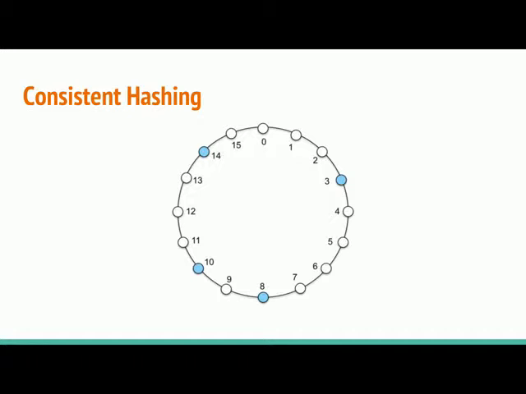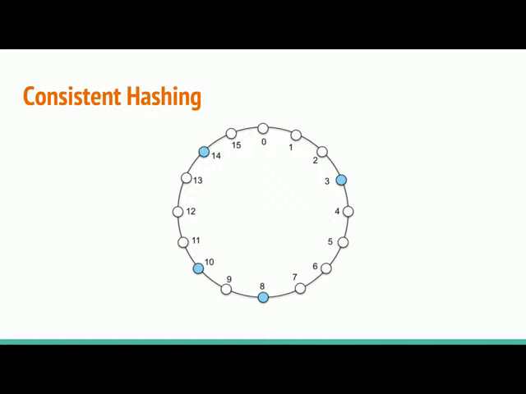And for the data, they also have key value pairs. So the data can also be mapped onto this ring. Alright? And now the question is, how do we distribute that data?